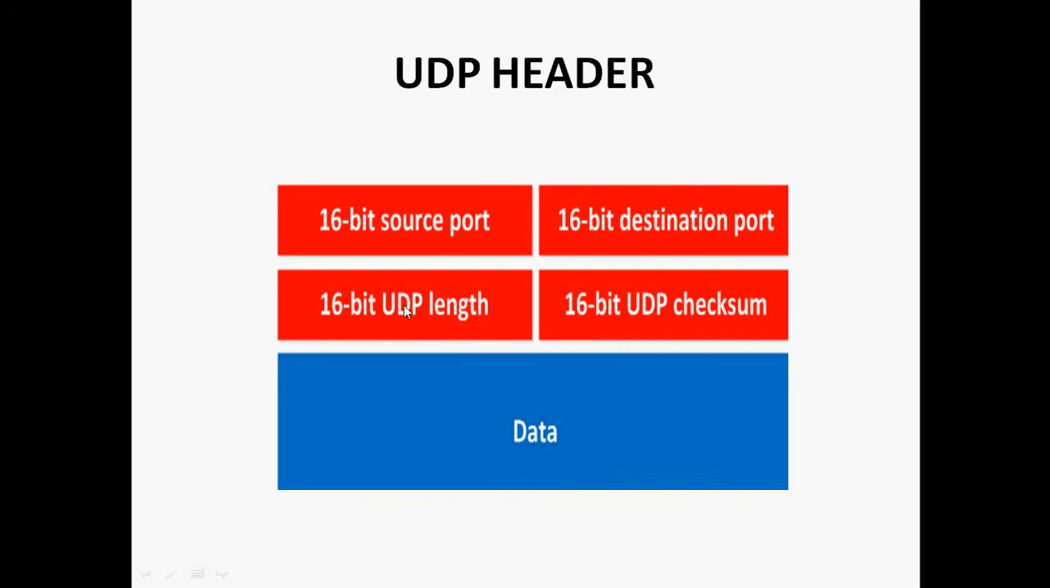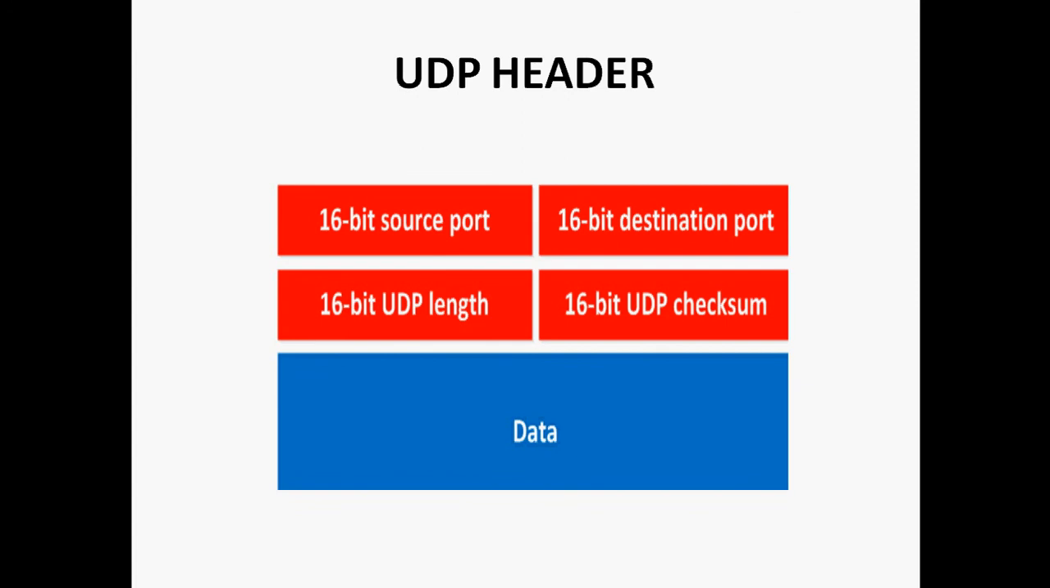Next is the 16-bit UDP length. This 16-bit UDP length indicates the whole length of the datagram, which includes header and data. In the TCP header we have an additional options field, but in UDP there is no additional options field. The fixed UDP header is only 8 bytes. So if you are sending any datagram without data, there should be a minimum of 8 bytes because of the UDP header.